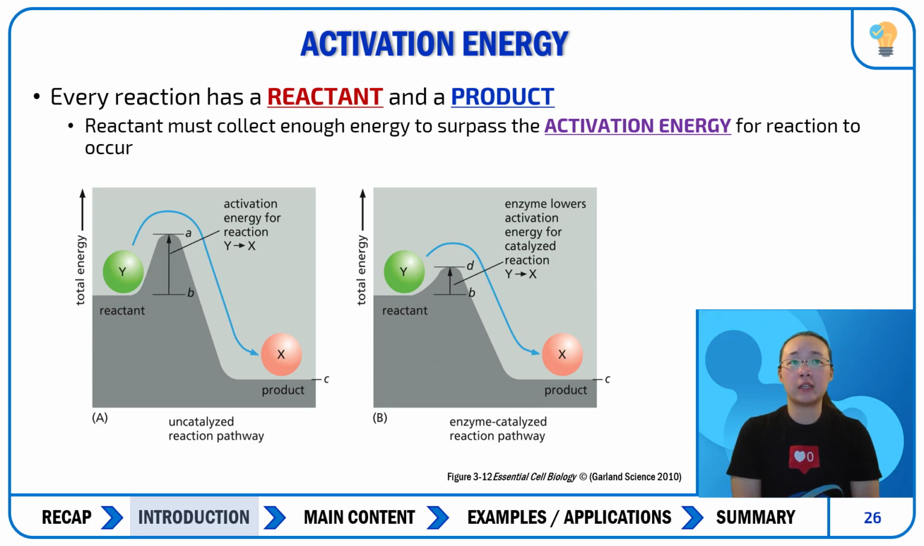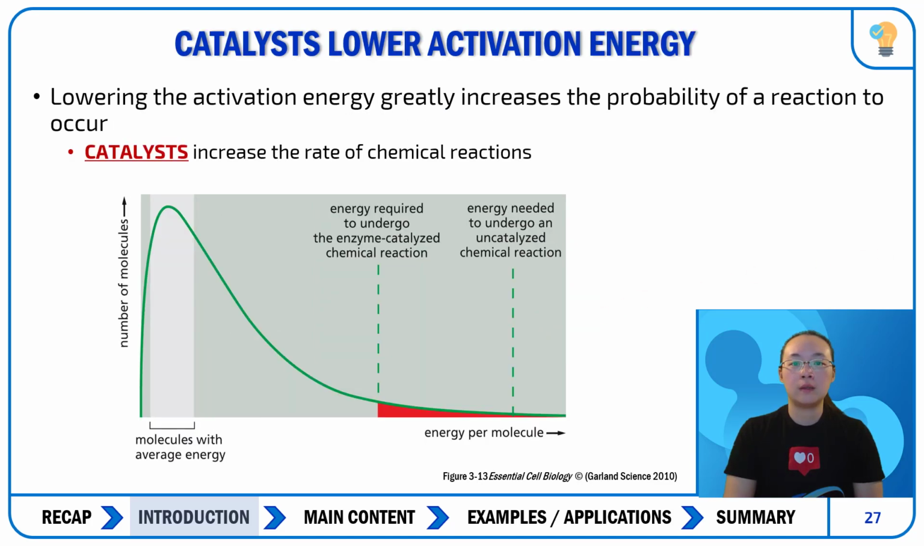So on to the activation energy. Every reaction has a reactant and a product. The reactant here has to collect enough energy to surpass some sort of barrier, basically an activation energy, in order to reach the product. But if you have a catalyst, or an enzyme, what it's going to do is lower this barrier. It lowers the barrier so it's easier and faster for your reactant to reach this energy level to proceed with the reaction.